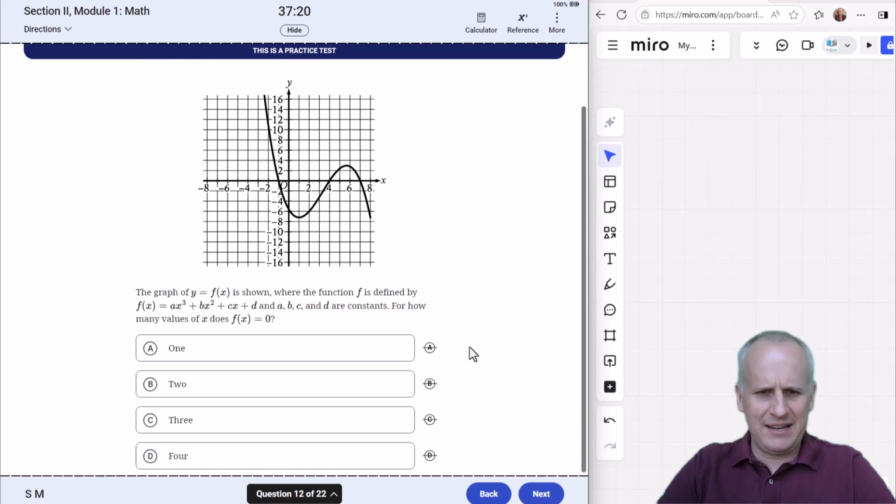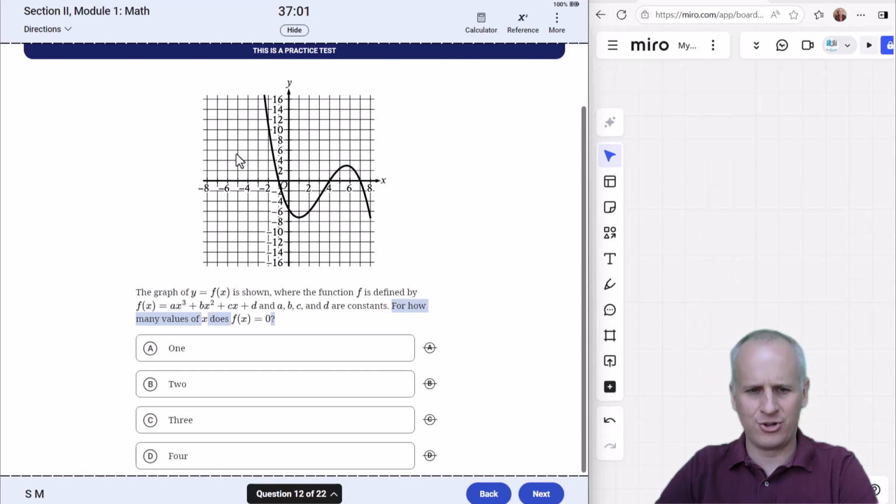Then we've got another graphic, and we just skip to the end, and we figure out that we're being asked for how many values of x does the function of x equal 0. So you can trust all coordinate geometry figures on the digital SAT as drawn to scale. I do not want to redraw it. It's completely unnecessary. So we've got the graph, y equals f of x is shown, and we've got the actual definition of it. And a, b, c, and d are constants. I don't want to overcomplicate this.